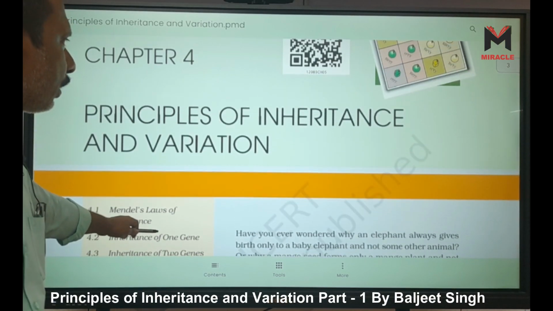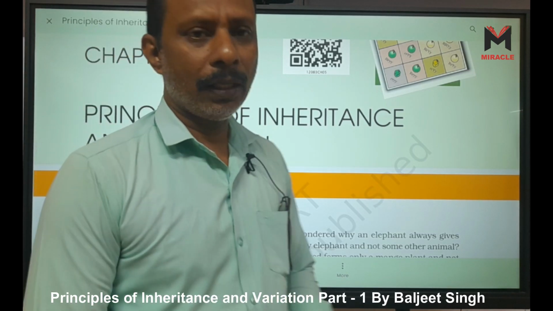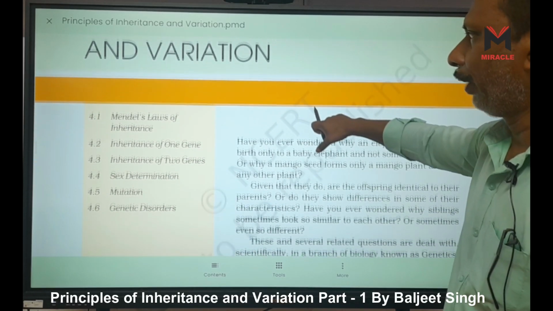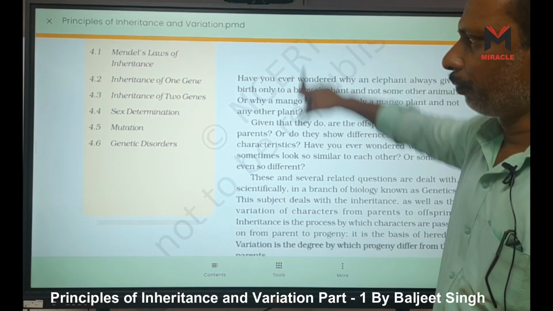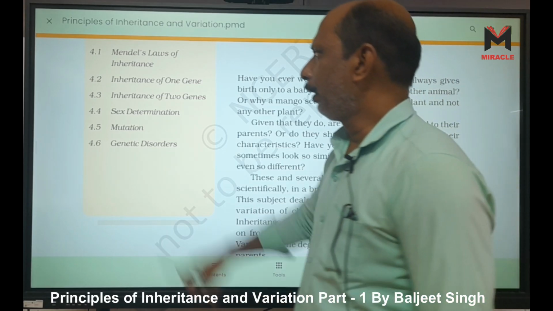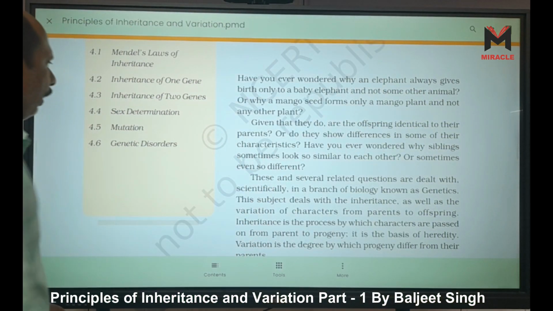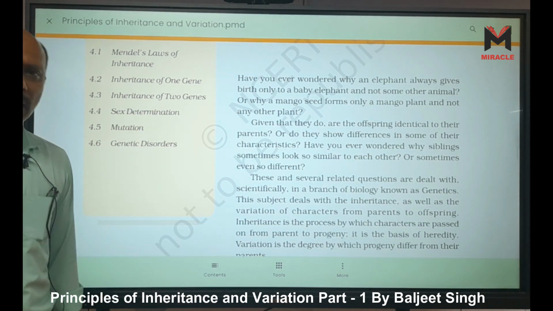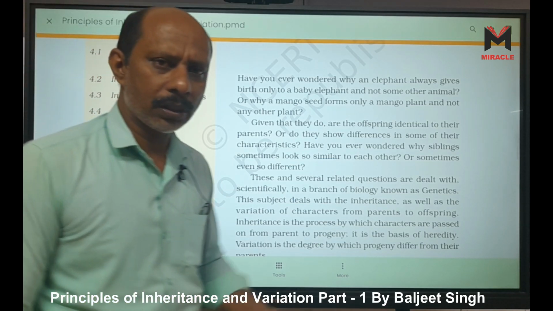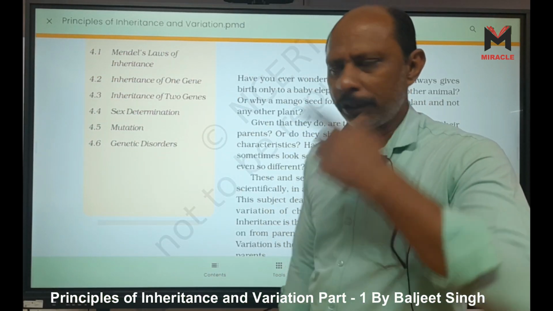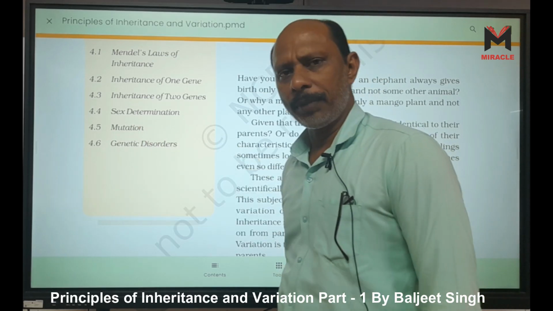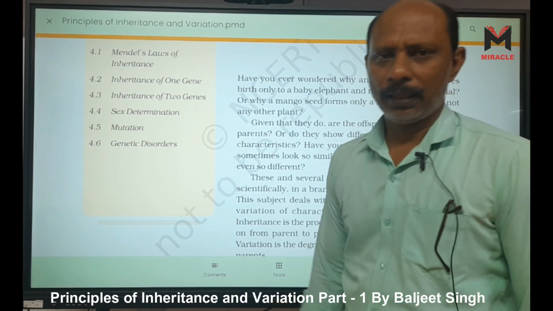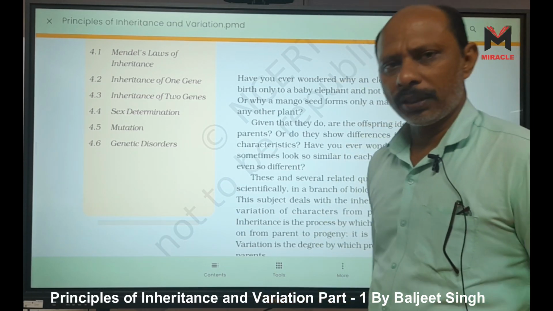Okay, now for the first unit. This is the first chapter, or in 12th class, the fourth chapter: Principles of Inheritance and Variation. In this chapter, we have 6 points to read. Mendel's laws of inheritance, inheritance of one gene, inheritance of two genes. Inheritance of one gene means monohybrid cross, two genes means dihybrid cross, three genes means trihybrid cross, tetrahybrid cross, or polyhybrid cross. Then sex determination, male or female, mutation, meaning sudden changes, and genetic disorders, meaning chromosomal disorders, aberration disorders.